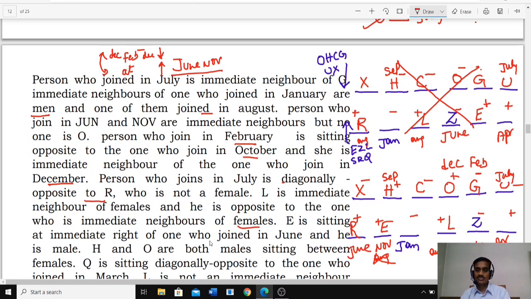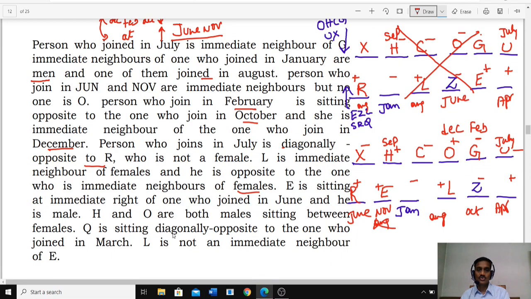H and O are both males and they are in between females. Q is sitting diagonal opposite to the one who joined in March. Q and March are diagonal opposite, from one corner to the other corner. Hence Q is here. Now this person joined in the month of March. L is not an immediate neighbor of E. L and E are not adjacent to each other. That information is not required at all.